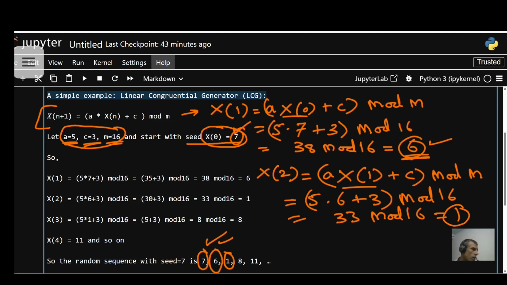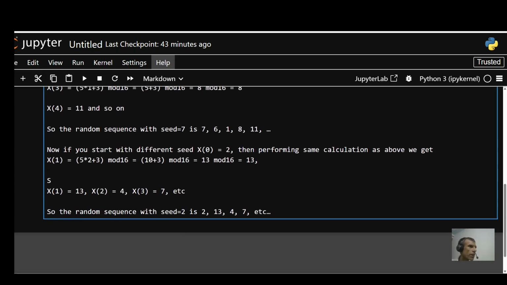This is how I came up with x1, and likewise I did x2. In the same way you can do x3, then x4, and so on. So these are my random numbers: 6, 1, 8, 11, and I can just keep going. The sequence is 7, 6, 1, 8, 11, where 7 is your starting point. I was able to generate this sequence of random numbers with my seed 7.